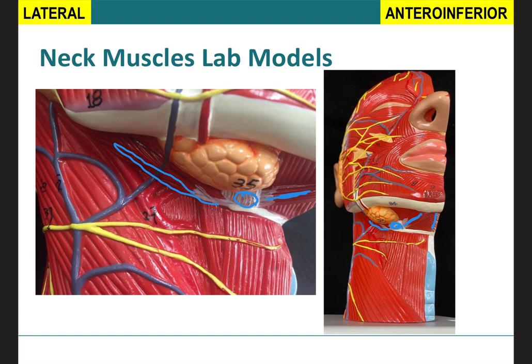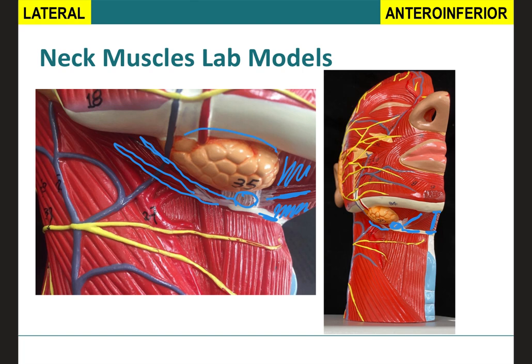This would be your mylohyoid that connects the mandible to the hyoid bone. This would be your hyoid bone right over here. Again, hyoid bone, the mylohyoid, all of this would be your mylohyoid. And then the stylohyoid is this very thin one over here that goes behind. So this would be your stylohyoid.